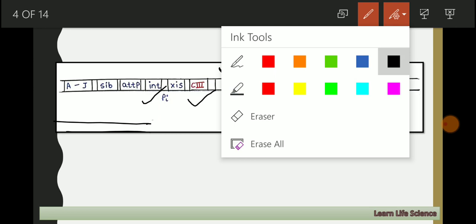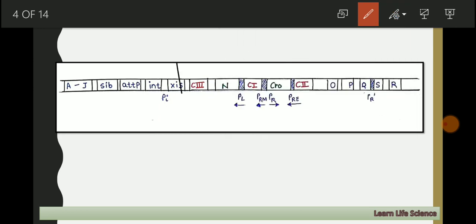The main function or the main regulation is going to appear here. Okay, the P letters designated here are the promoters. Okay, so before beginning you should know about the operon system.